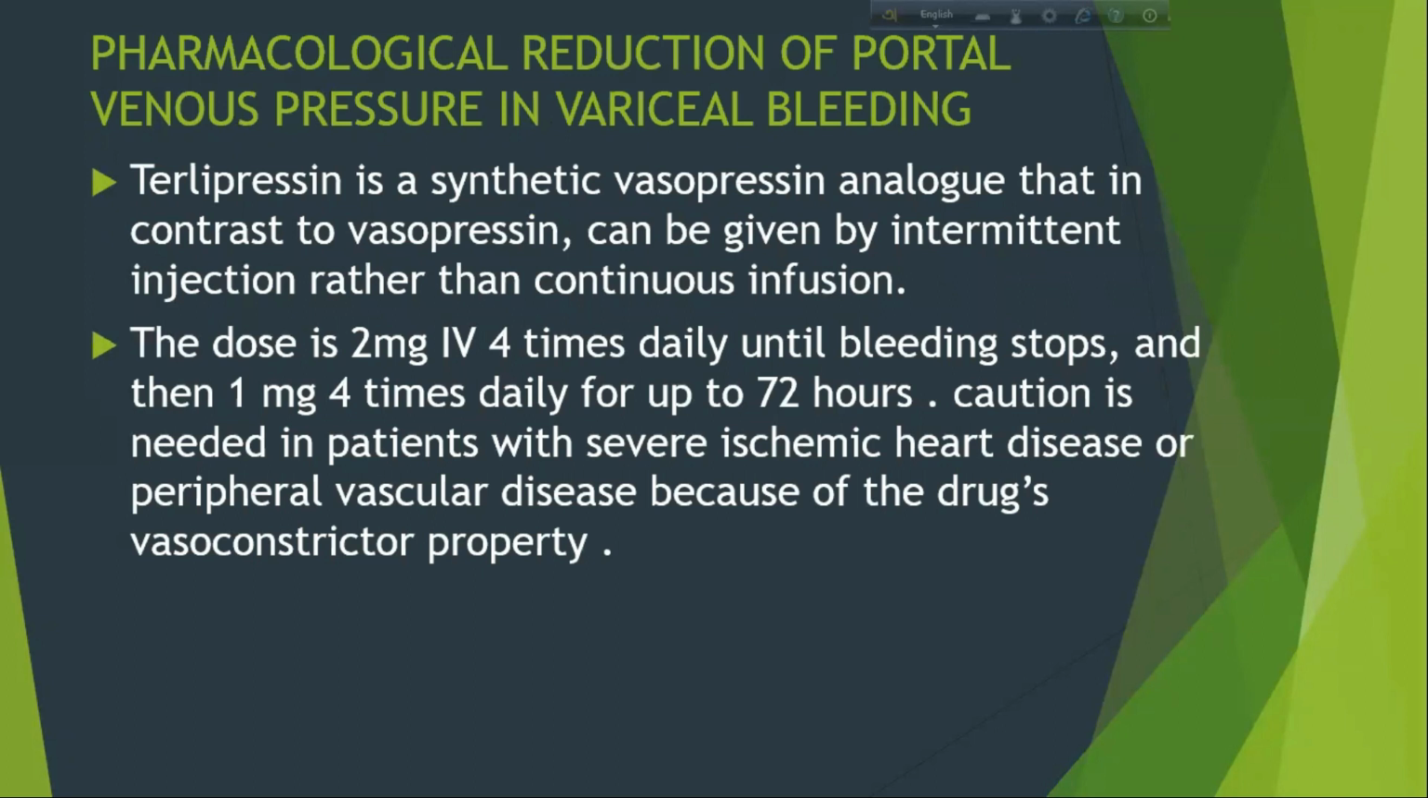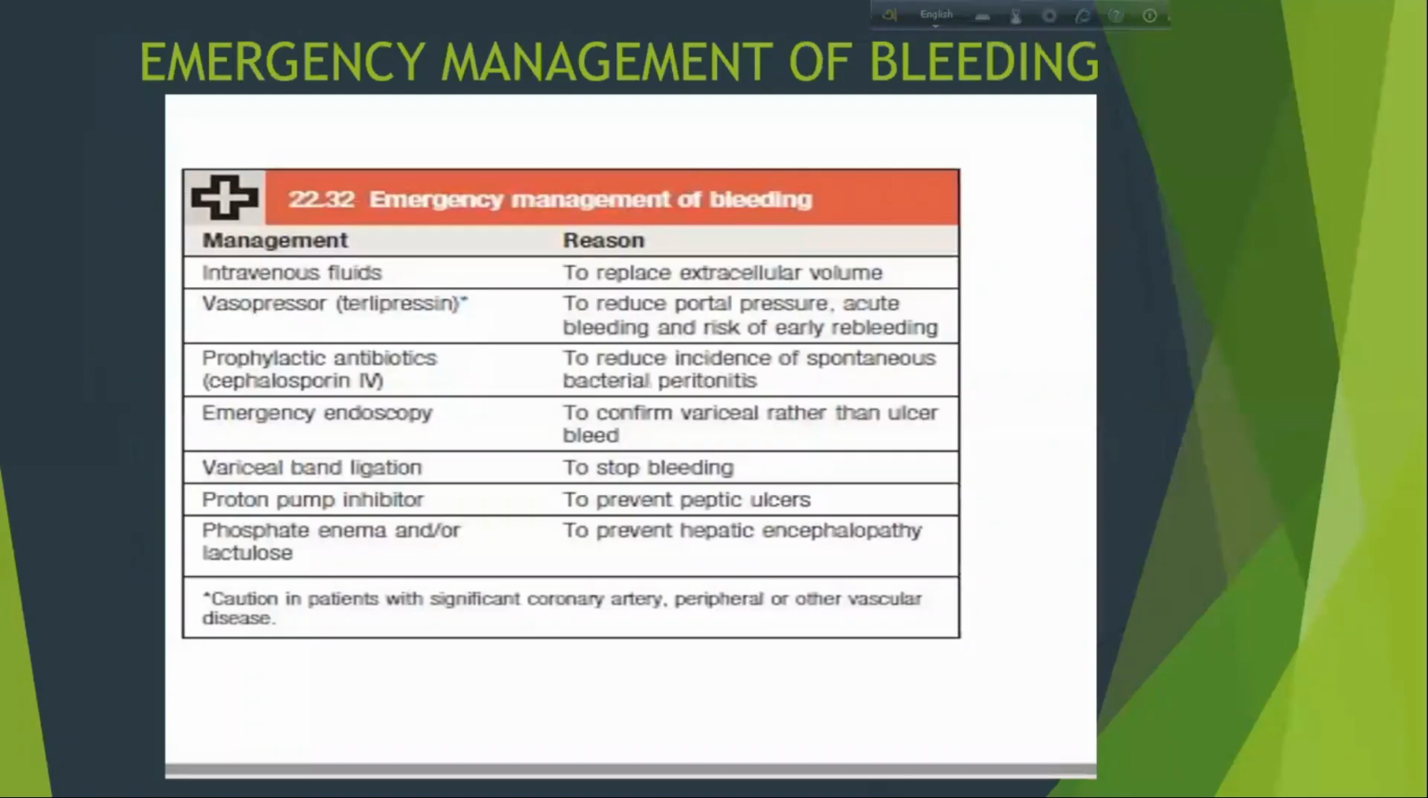Terlipressin is a synthetic vasopressin analog that, in contrast to vasopressin, can be given by intermittent injection rather than continuous infusion. The dose is 2 mg IV 4 times daily until bleeding stops, and then 1 mg 4 times daily for up to 72 hours. Caution is needed in patients with severe ischemic heart disease or peripheral vascular disease because of the drug's vasoconstrictor property. That is the summary of emergency management of bleeding.